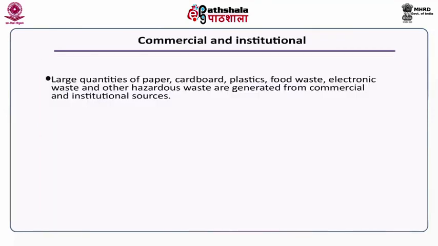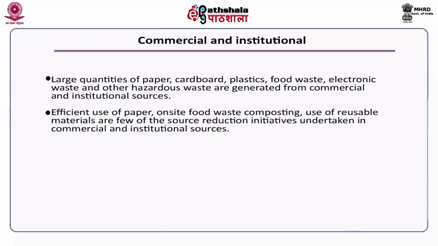Now, let us discuss how to achieve source reduction in a commercial and an institutional area. Large quantities of paper, cardboard, plastics, food waste, electronic waste and many other hazardous wastes are generated from commercial and institutional sources. Efficient use of paper, on-site food waste composting, and use of reusable materials are some examples of source reduction initiatives that can be undertaken in a commercial and an institutional source.